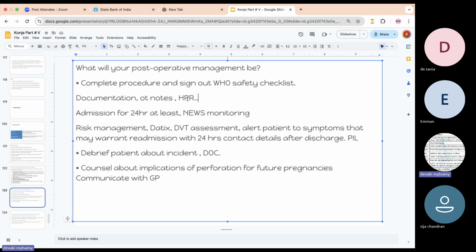Communicate with GP. You mentioned these points. So you mentioned most of the points in this case. Only point was this HPR, OT note, documentation. Did you mention? I didn't listen to those sentences. I just say time to time everything will be. Yeah, you mentioned that, but then that is documentation, but that OT notes and all those points need to be considered here.